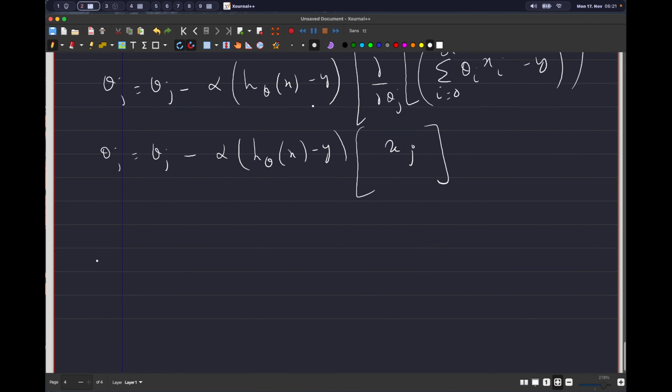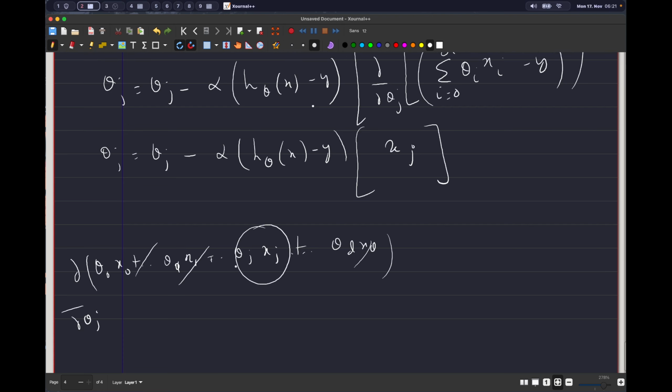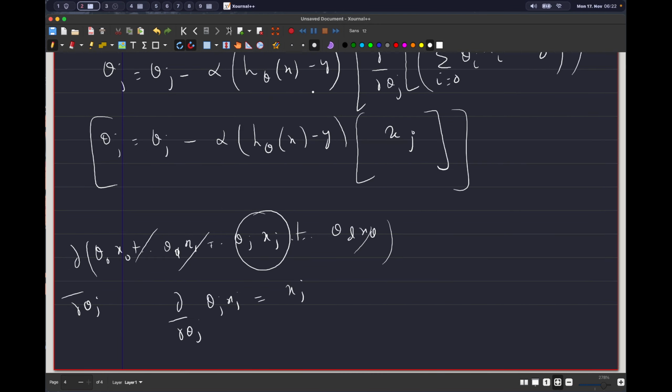So let me show it again. So it will be theta 0 x 0, theta 1 x1, some theta j that we are trying to update, xj, all the way up to theta d xd, right? Since when we are differentiating this term with theta j, all of these terms will go away and only this will remain. And when we differentiate this with this, we will get xj. So the final update rule will be this thing. Let me write it down again on a new page.